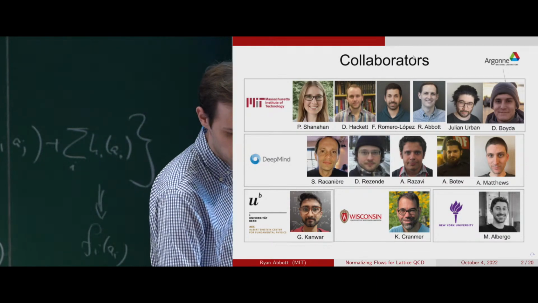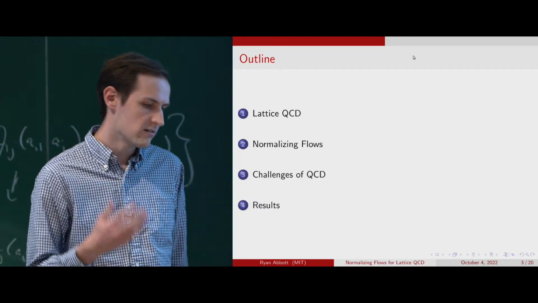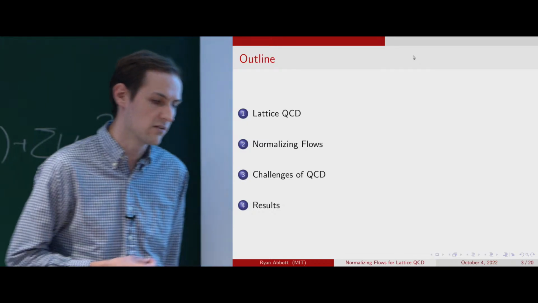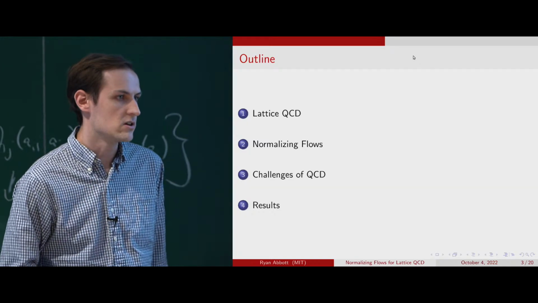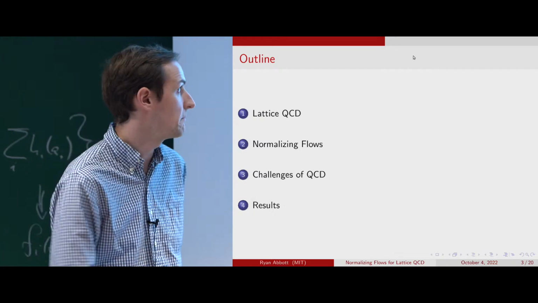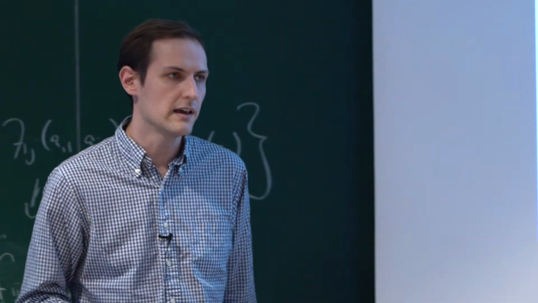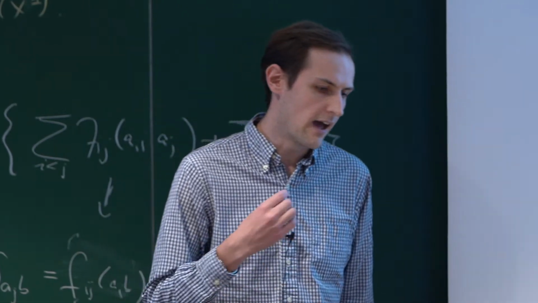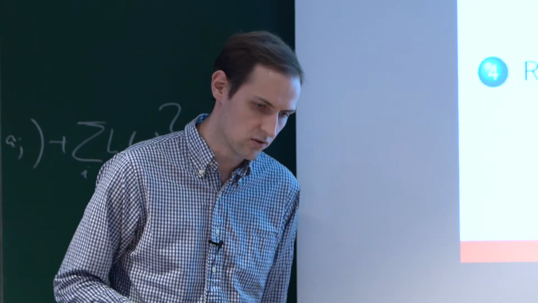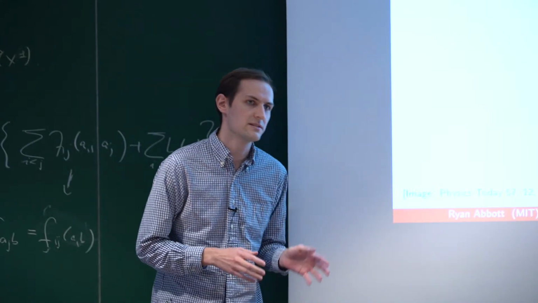To give an outline of what I'm going to say here, first I'm going to talk about lattice QCD. What is it? Why do we care about it? And how do we perform calculations with it? Then I'm going to talk about normalizing flows, which in this context will be a tool that we're going to use for a sampling problem that comes up in lattice QCD. Then I'm going to talk about some of the particular challenges of applying normalizing flows to lattice QCD. And then I'm going to give an overview of some results and look forward to what we're going to do in the future.